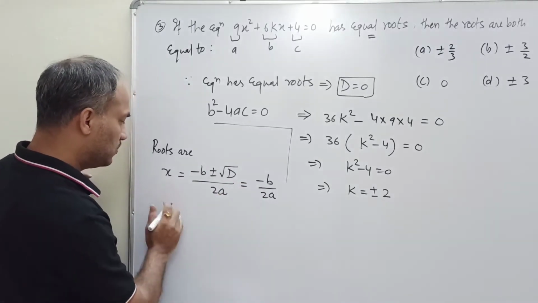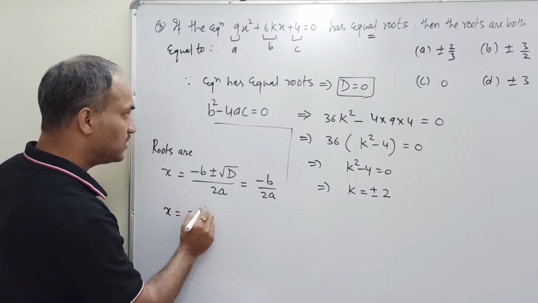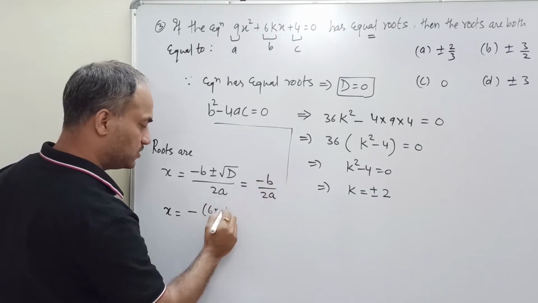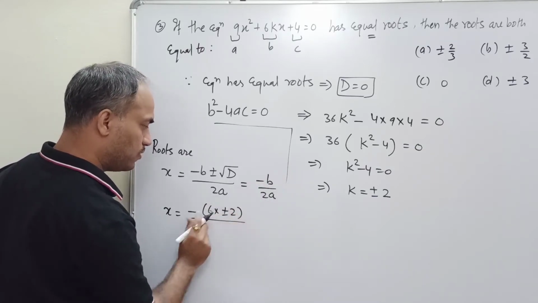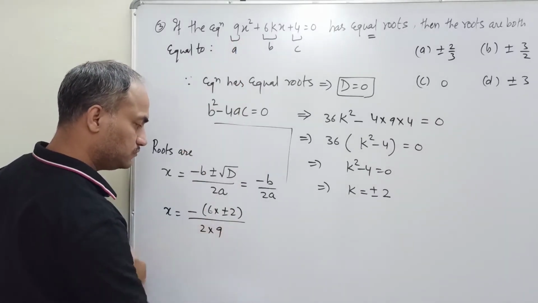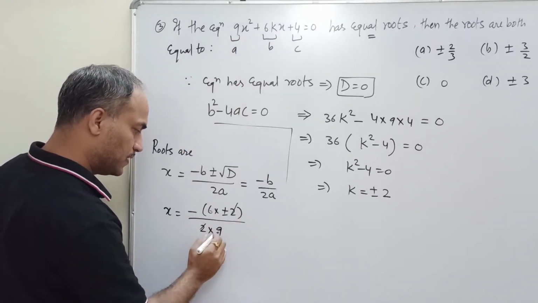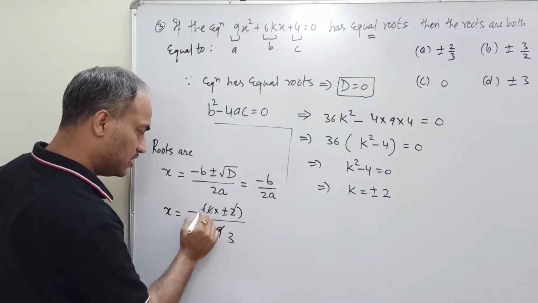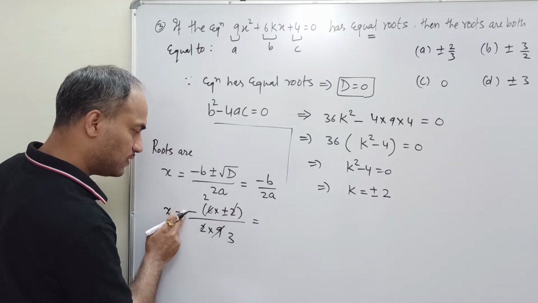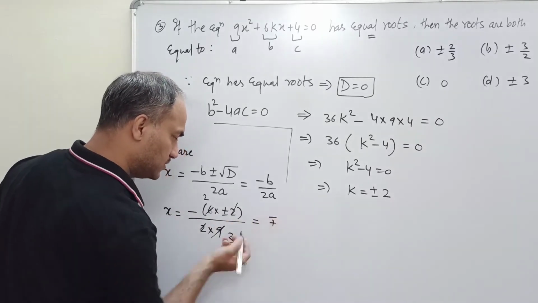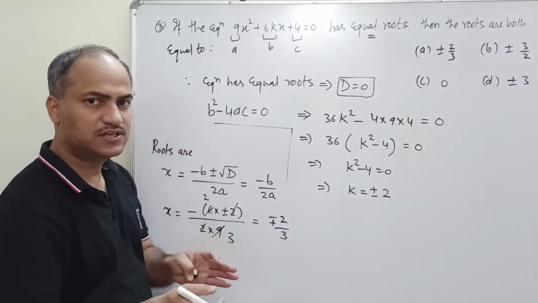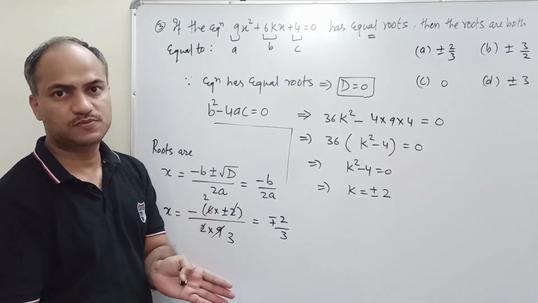So let us put the value here. Minus b. What is b here? 6k. And k is plus minus 2, upon 2a. A is 9. So 2 cancels here. From 9 we can divide by 3. 3 2s are 6 and 3 3s are 9. So we get plus minus into minus, so it becomes minus plus. So both are the same thing, 2 by 3. Minus plus means the first value is negative, the second value is positive.